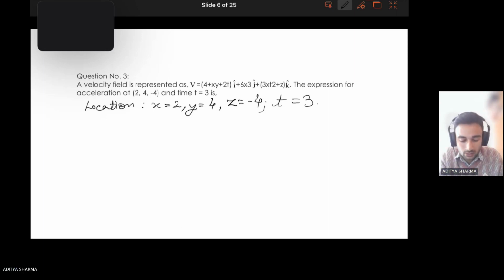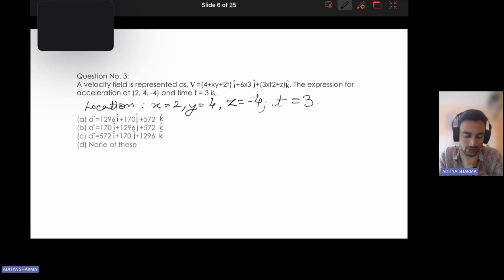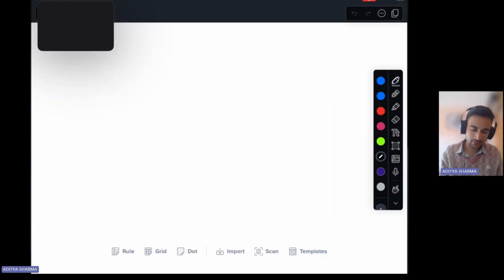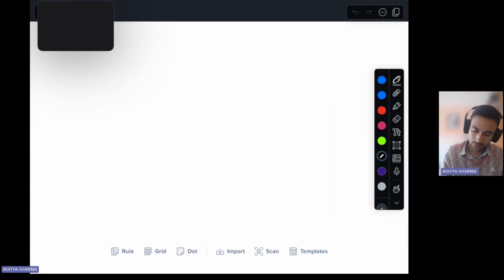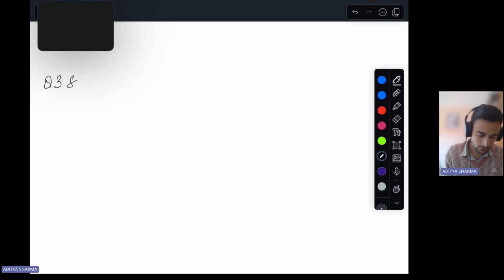So we have a velocity field which is a function of x, y, z, and t. Then we have been given one position, and a particular time has also been given. Based on that, we have to solve this particular problem. Options are also given in this problem, so we shall try to solve this. So this is question number 3, solution.